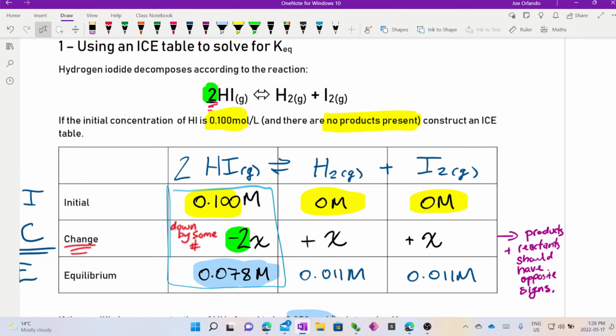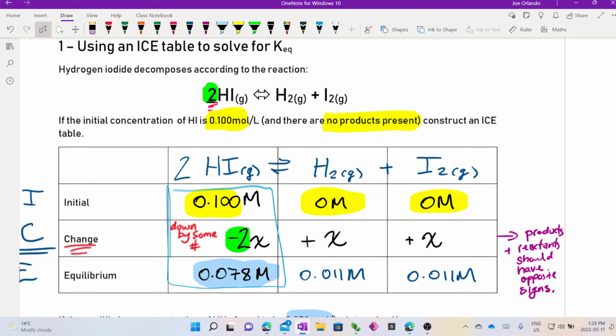This, on the other hand, isn't getting used up, it's getting made. In math, how do we say you're getting more of something? You add. How many of them do we get every time? Just 1. So plus 1x. Reasonable? And then the iodine, same thing. It's a product, so it adds. There's only one of them, plus 1x. And then just fill in the information that you know.